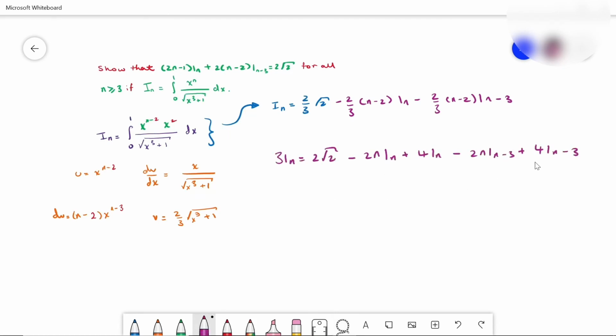So what I'm going to do now is move all of this here to the left hand side. So what we'll get is 3 lots of I sub n plus 2n lots of I sub n, minus 4 lots of I sub n, plus 2n lots of I sub n minus 3, finally minus 4 lots of I sub n minus 3 equals 2 root 2.